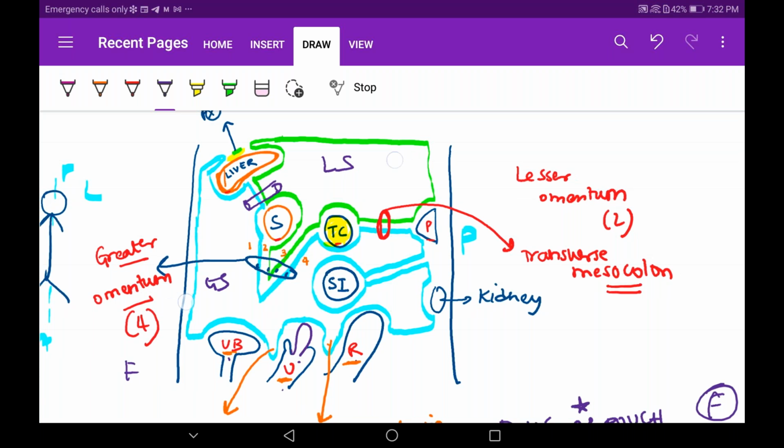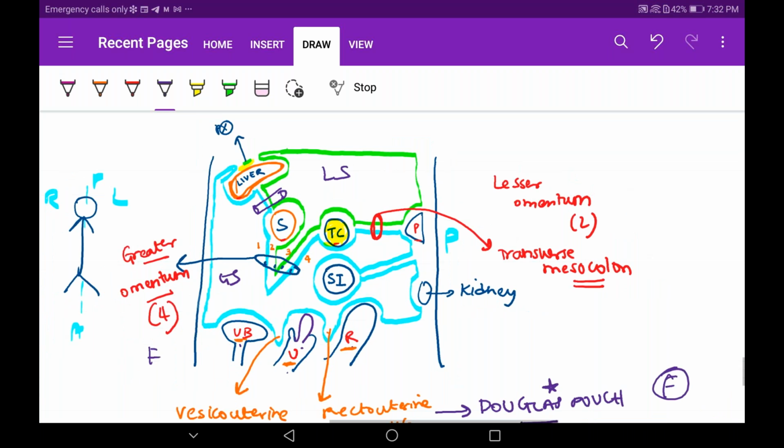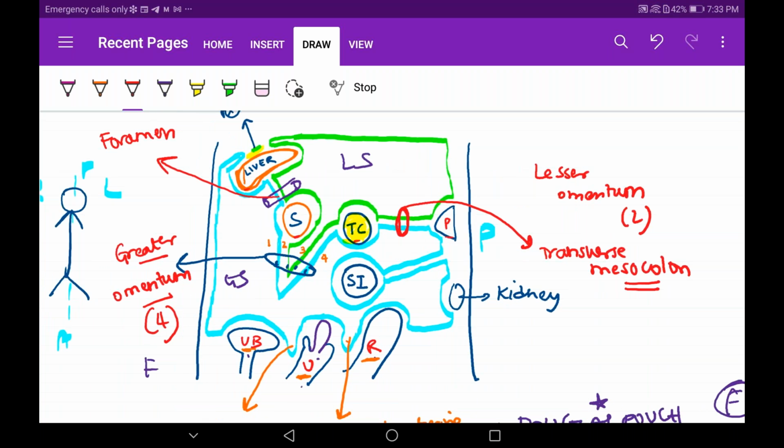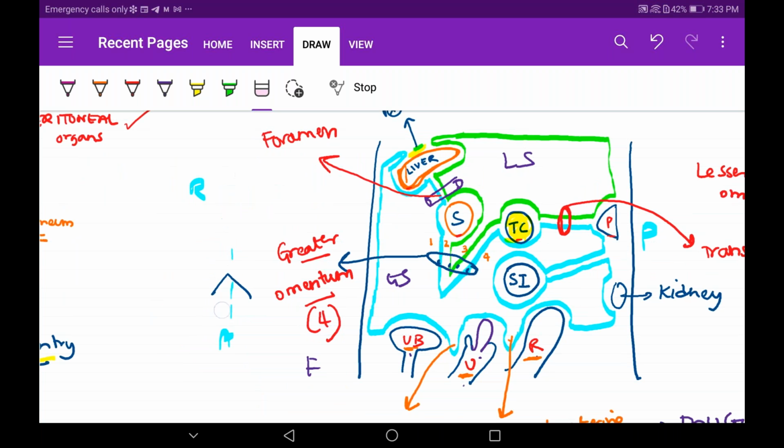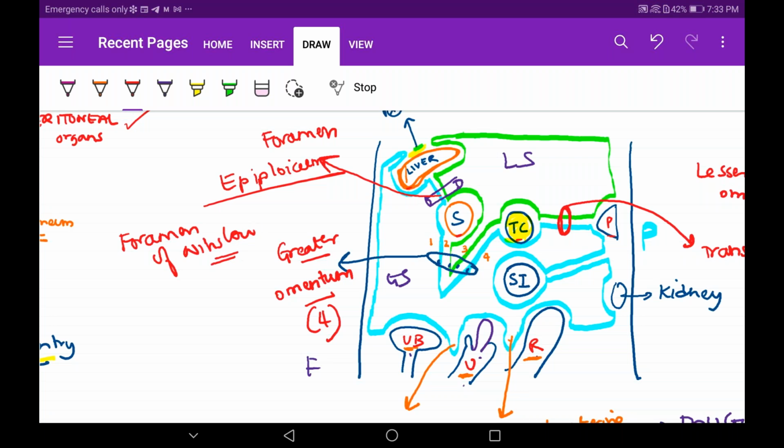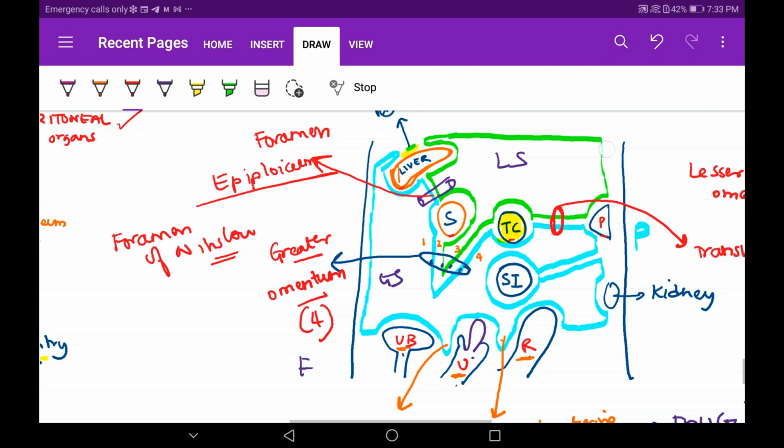What is the name of the foramen? Foramen epiploicum, epiploicum or epiploica. Another name for this foramen is foramen of Winslow. I will explain this also. It's a very important question. Foramen of Winslow. So what did I tell you? What is the use of this foramen? It is the communication between the lesser sac and the greater sac.